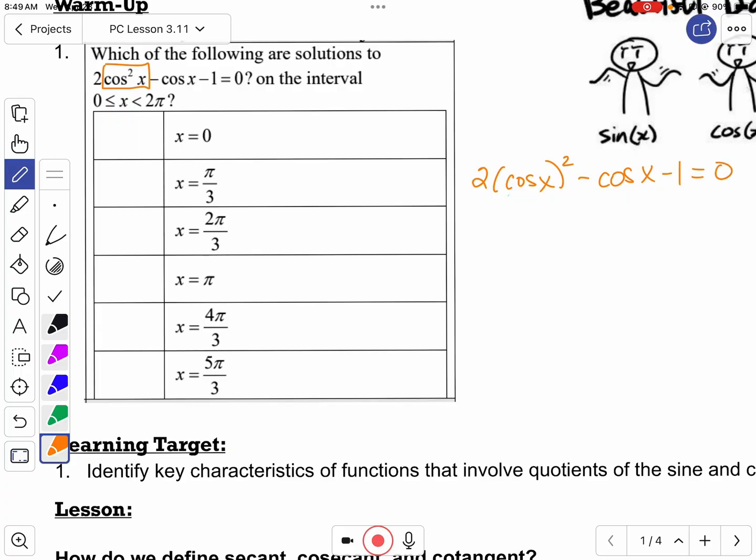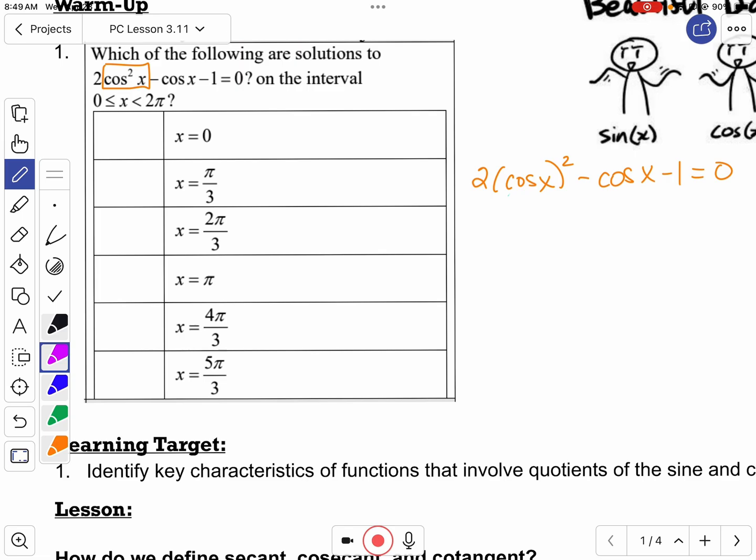And what we want to do is plug in some of these values and see if, when I plug it in, I still get 0 when it's over, okay? And that would be the easiest way to approach this until we learn how to solve it in a little bit today. All right. So let's start with 0.